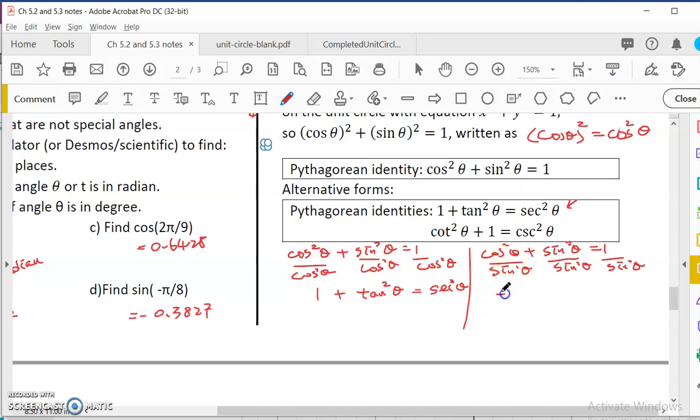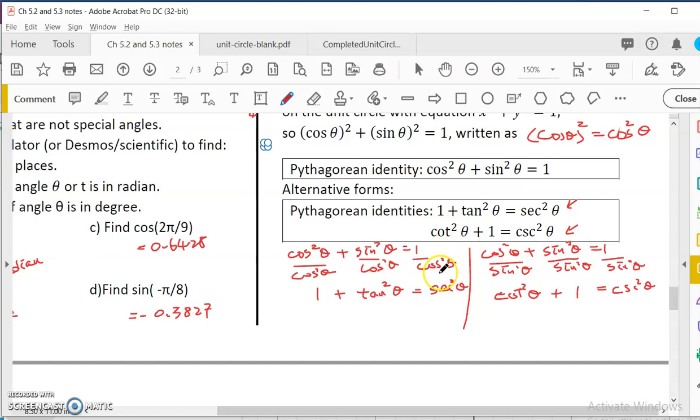So this would become cotangent squared theta. If you look at the definition of cotangent, it is cosine over sine. So this is cotangent squared plus 1, and 1 over sine is cosecant squared theta. So that's how we get these two alternative forms of the Pythagorean identities.